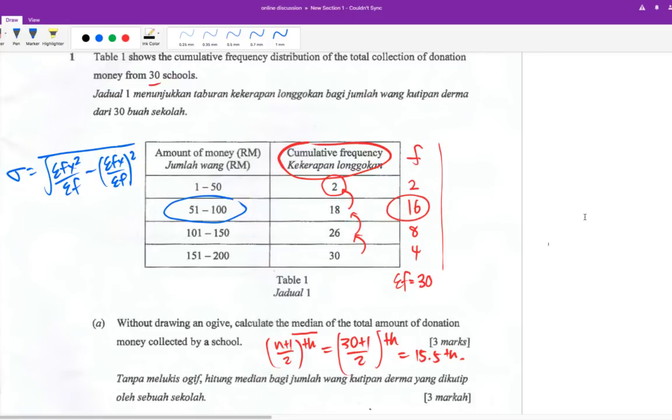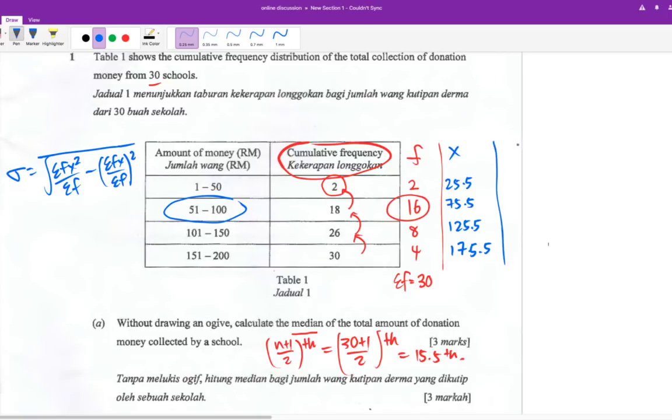The first thing is I need to find sum of fx, and then sum of fx squared. I will do the fx first. Oh, I don't even have x, so I will do the x first. X basically is the mid interval. So I will use 1 plus 50 divided by 2, so it's 25.5. This one should be 75.5, the next one should be 125.5, and the next one should be 175.5.